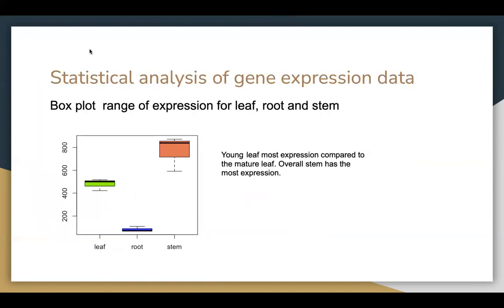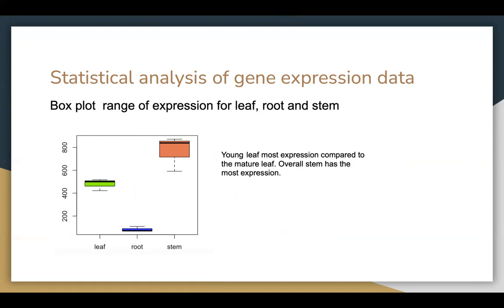In this lab, we did a statistical analysis of gene expression, and the box plot range of expression for leaf, root, and stem is shown below. We got the gene expression data that we measured in the lab, and here is the box plot made using R. Young leaf has the most expression compared to the mature leaf. Overall, the stem has the most expression.